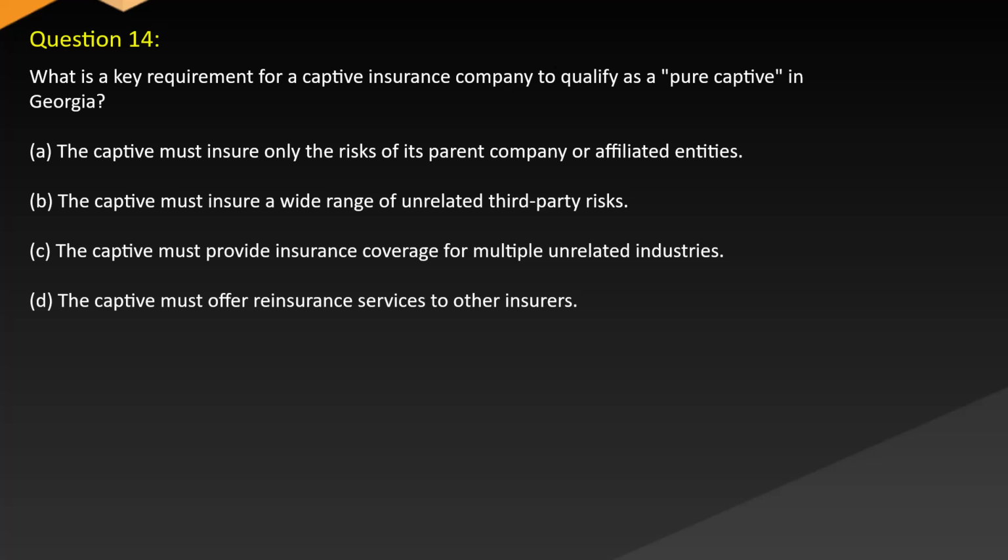Question 14. What is a key requirement for a captive insurance company to qualify as a pure captive in Georgia? A. The captive must insure only the risks of its parent company or affiliated entities. B. The captive must insure a wide range of unrelated third-party risks. C. The captive must provide insurance coverage for multiple unrelated industries. D. The captive must offer reinsurance services to other insurers.